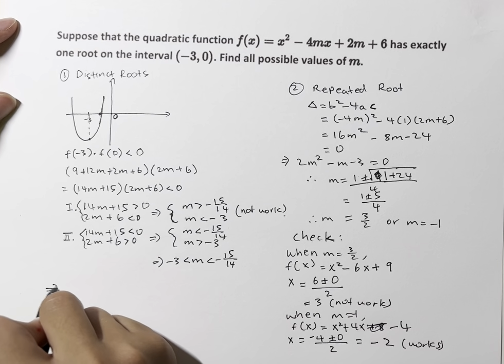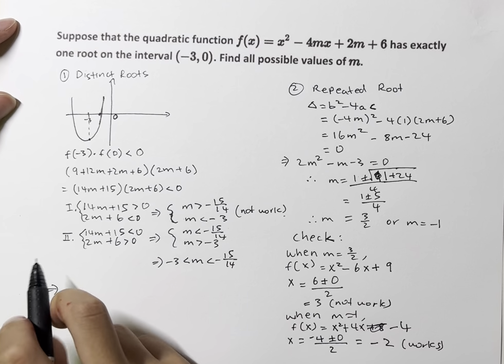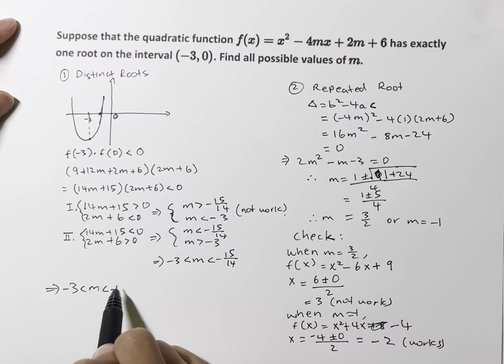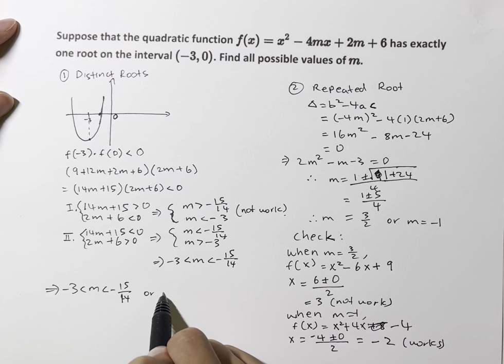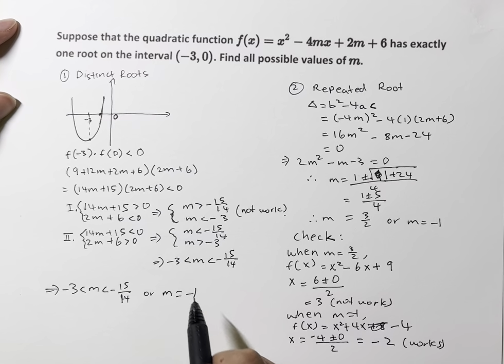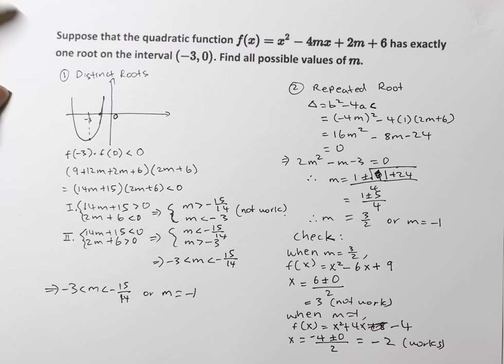So our final answer is -3 less than m less than -15/14, or m equals -1, because -1 does not belong to that interval. And that will be the answer to this problem.